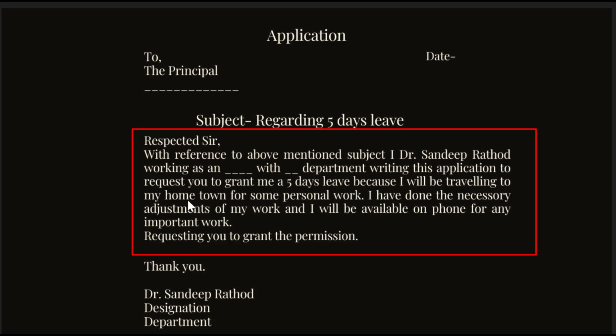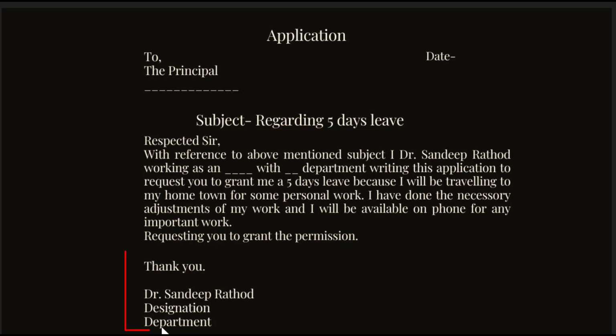Writing this application to request you to grant me 5 days leave because I'll be traveling to my hometown for some personal work. Here you can mention, if required, any sort of work, like if it is a medical emergency at home or any other work, you can mention here. I have done the necessary adjustment of my work and I'll be available on phone for any important work. So here it shows that there's an adjustment of the work which you have done. Requesting you to grant the permission, that can be the last line of your application, then name, designation and department.